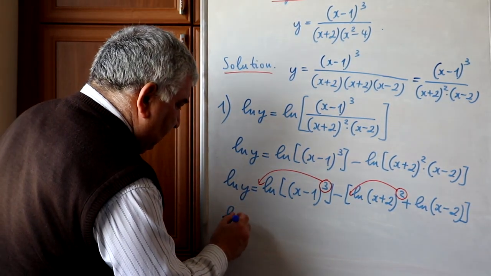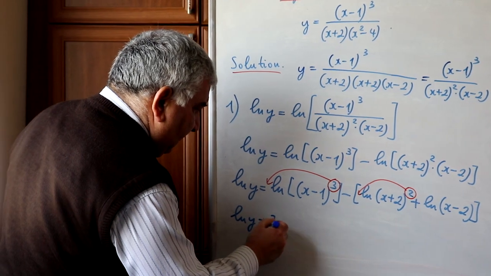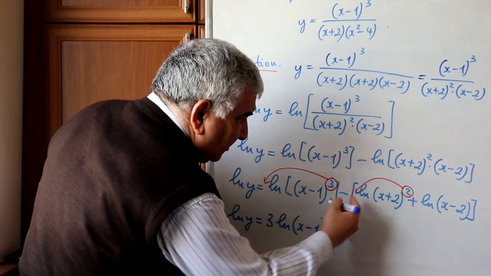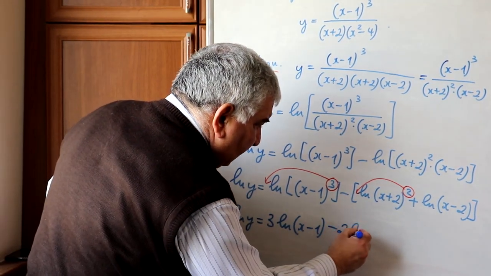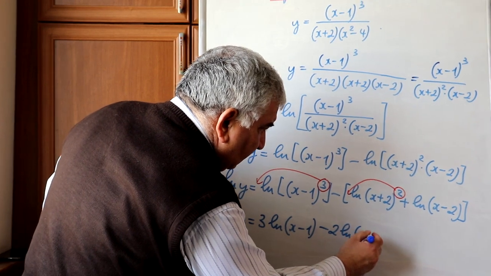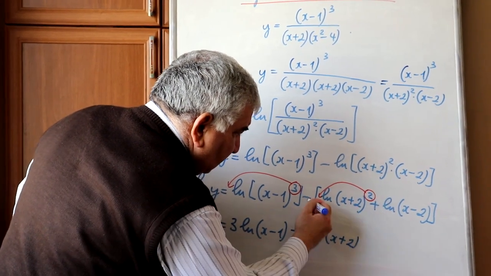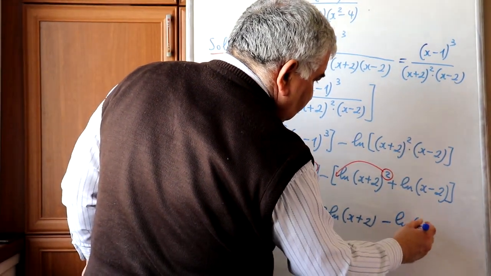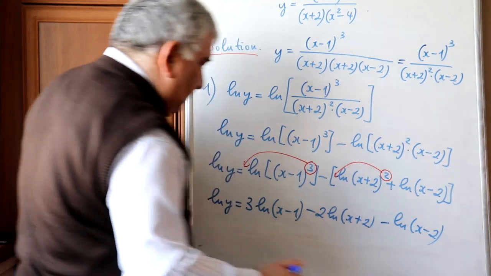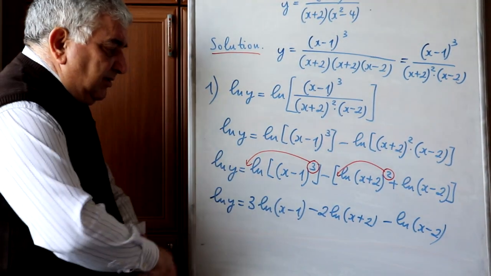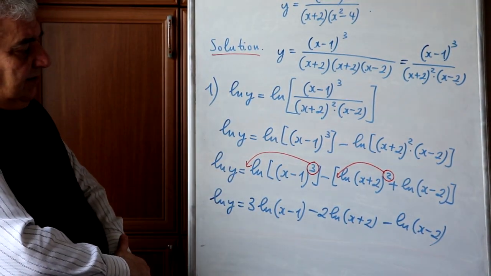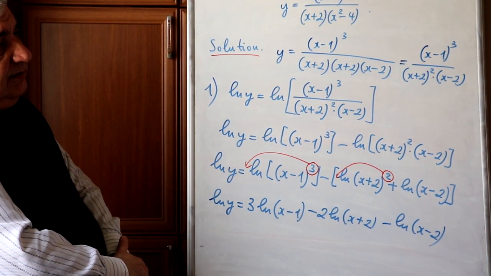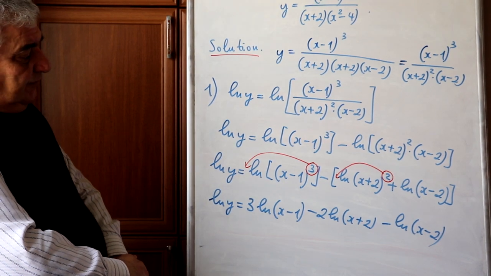Therefore, natural logarithm y equals 3 natural logarithm of x minus 1 minus 2 logarithm of x plus 2, and then minus, minus plus will give minus natural logarithm of x minus 2. Already the last expression is ready for the second step, named the differentiation of both parts.